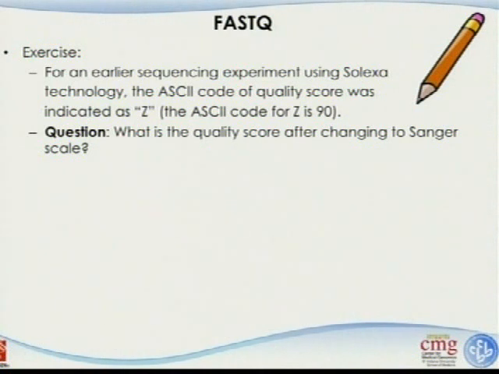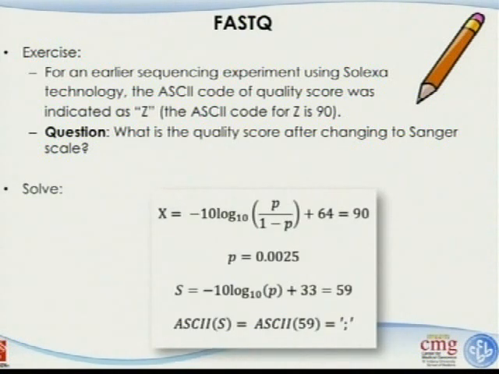One exercise we can do: for an earlier sequencing experiment using Solexa technology, the ASCII code for the quality score was indicated as Z, and the ASCII code for Z is 90. The question is, what is the quality score when changed to the Sanger scale? Because when you feed your data into Sanger aligners, you want to convert it back into the Sanger scale. So the calculation is this. I'm sorry, this is annoying. This is the earlier Illumina platform, so this is their quality: p divided by 1 minus p, the log 10, and so on, plus 64, and this is equal to 90. Then you can trace back to calculate what the p-value is.